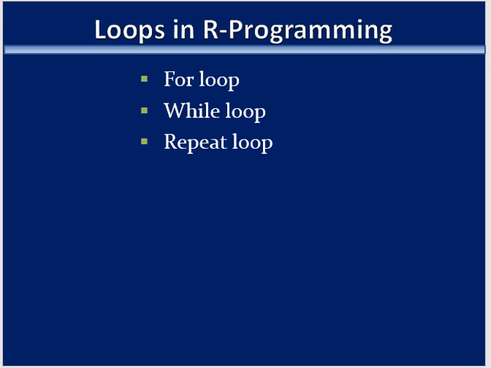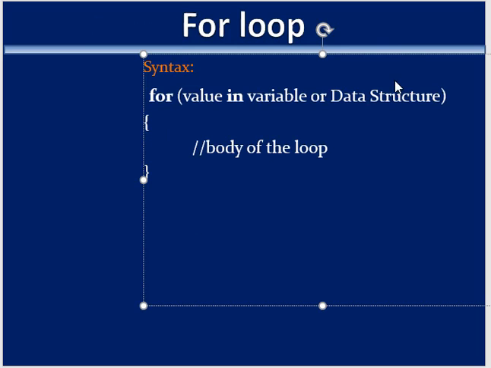First, let us see how to traverse the different data structures of our programming language. First, let us see the syntax of a for loop. We know the syntax of the for loop in other programming languages. Now let us see the syntax of the for loop in our programming language.